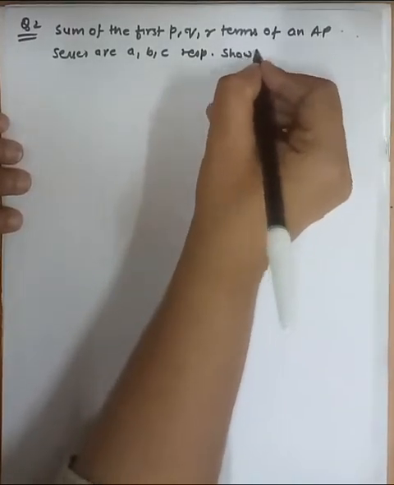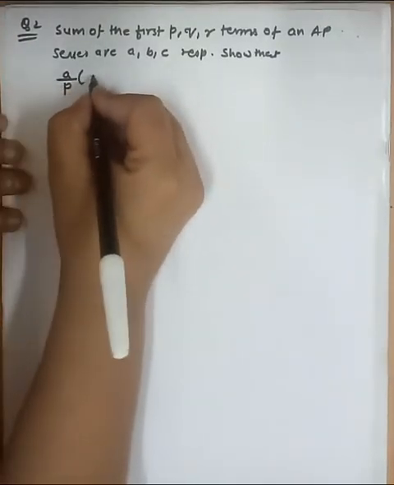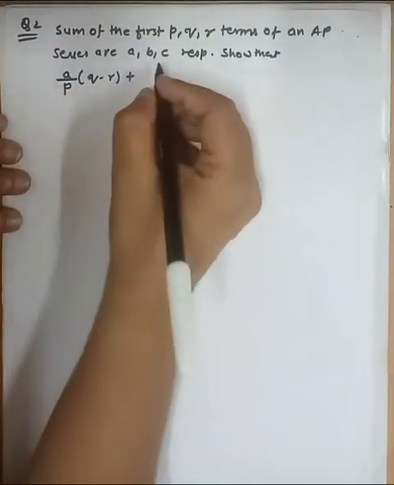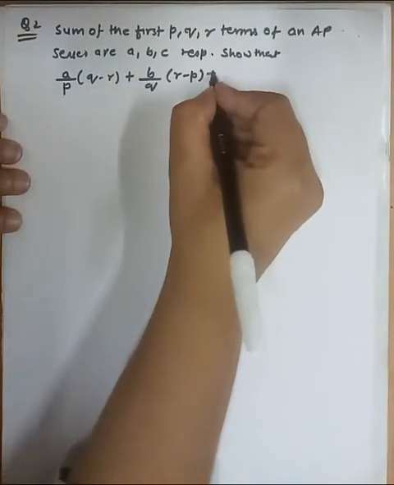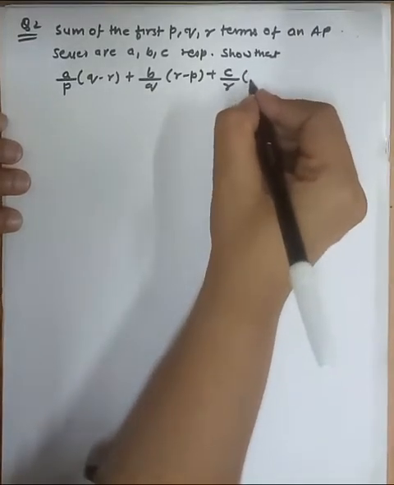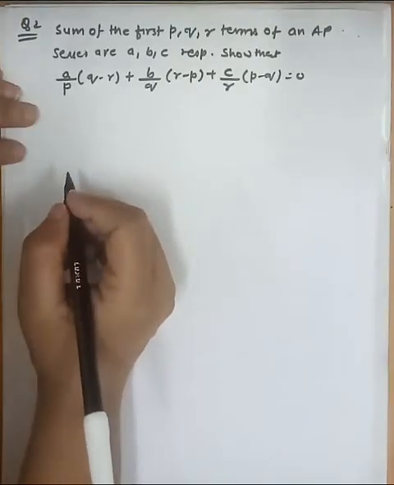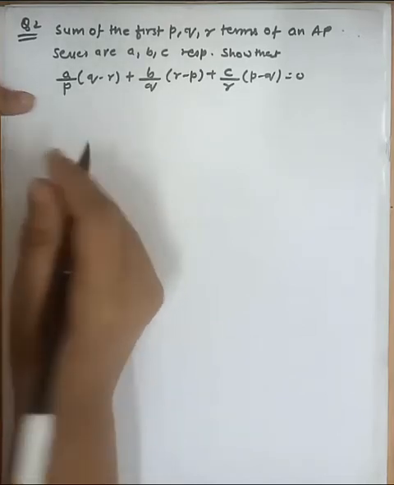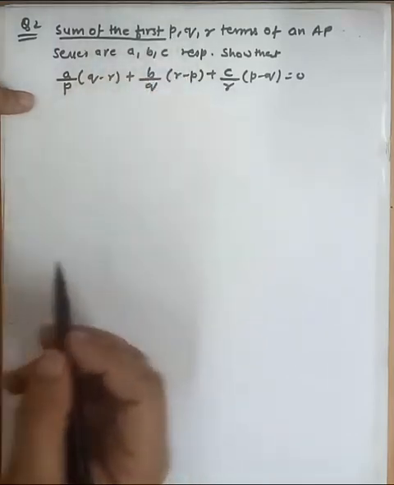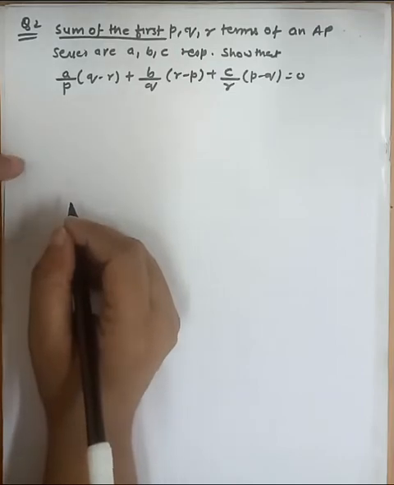Show that A upon P (Q minus R) plus B upon Q (R minus P) plus C upon R (P minus Q) equal to 0. Okay. So similarly, the earlier question used the nth term of the AP series, but here the sum of the first p, q, r terms of the AP series is given. So we use the formula for the sum of the AP series.